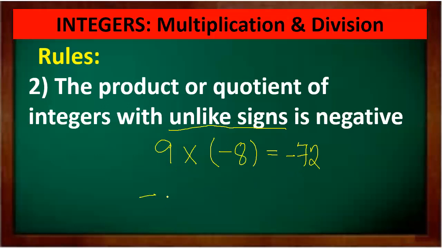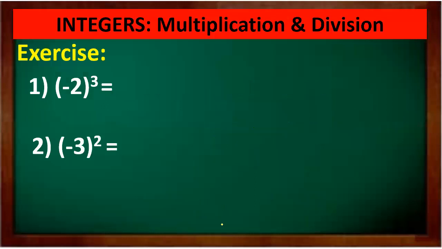Same thing kung si 9 naman ang negative, si 8 ay positive, still we're going to get negative 72. Okay? Because they have different signs. So that is the second rule for multiplying or dividing integers. The product or quotient of integers with unlike signs is always negative. So let's try and do some exercises with these rules.